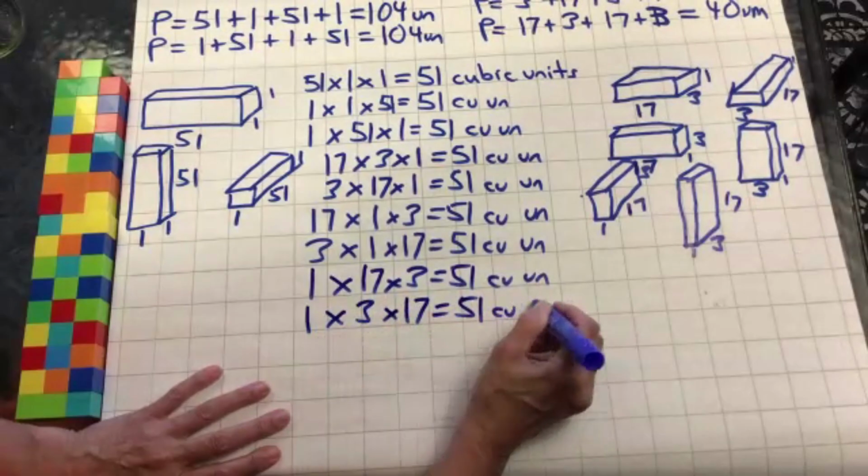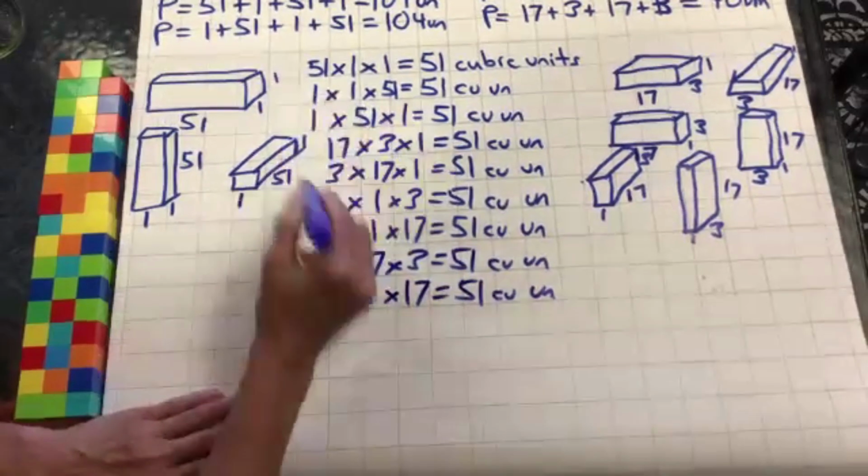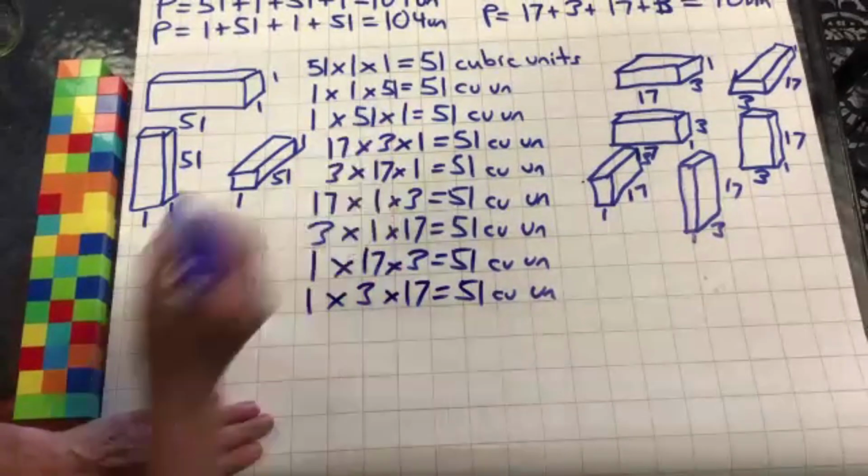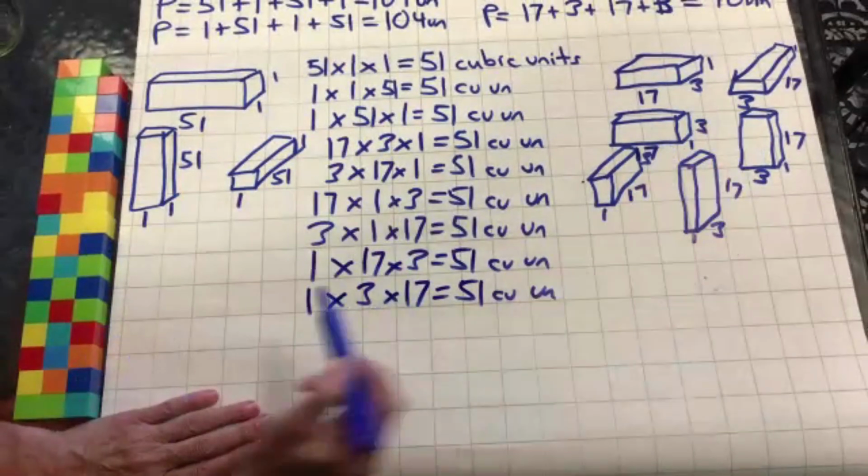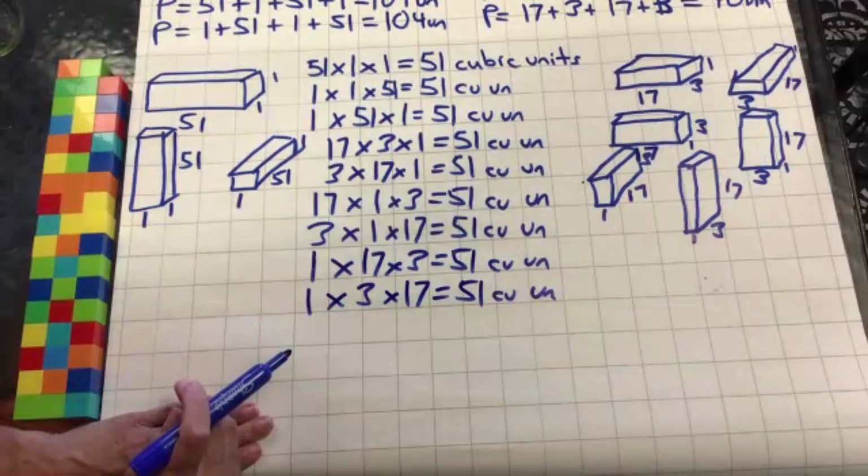So as you can see, basically we're just changing the order in which we're multiplying, but we are creating a different perspective of the same amount of cubes.